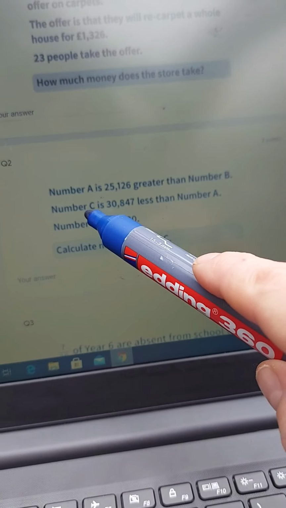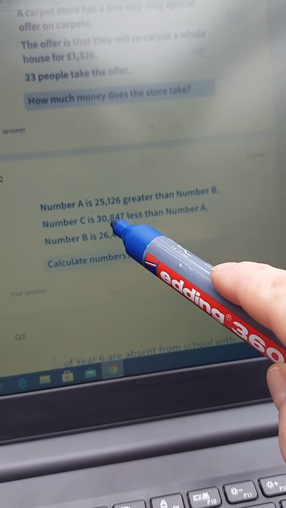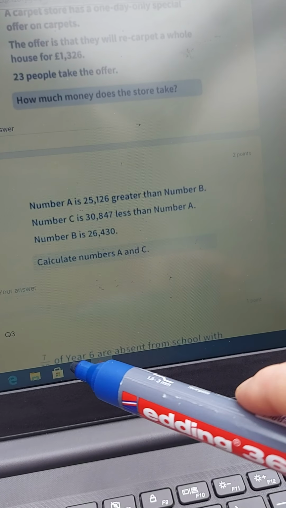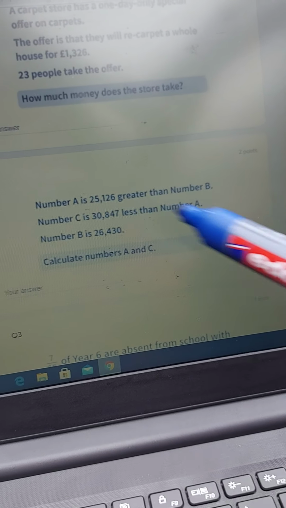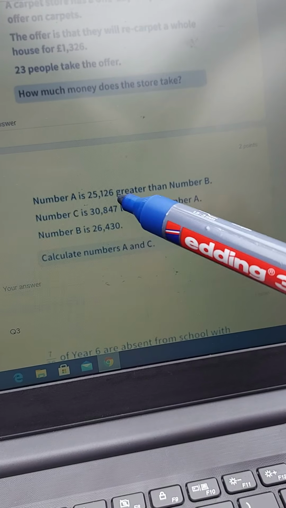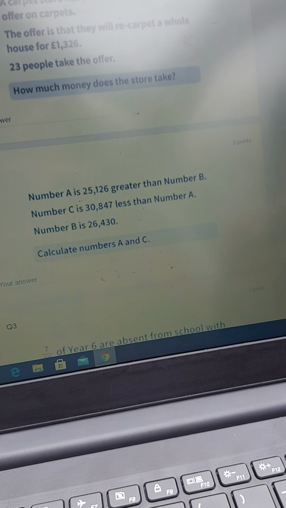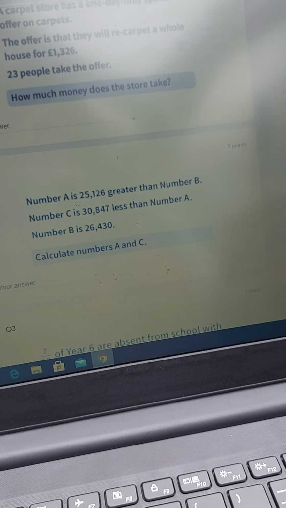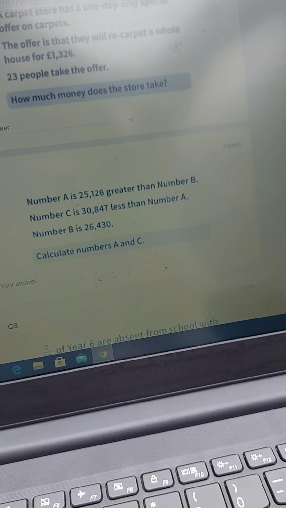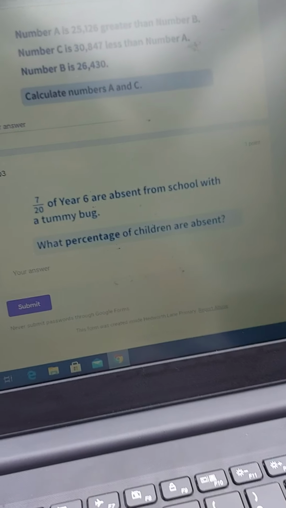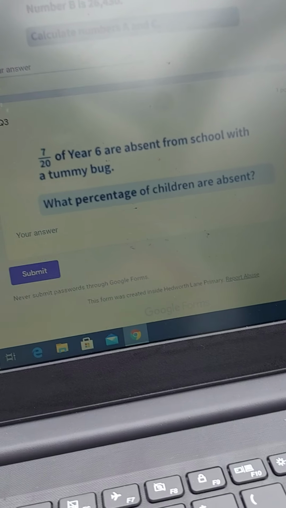And then number C is 30,847 less than number A. So once you've done that bit of information, then you can do the takeaway and see if you can work out what number C is. I'm going to let you try and get your head around that, class 1, because I think that is easy once you read the question and you understand it. It's like a bit of a puzzler.